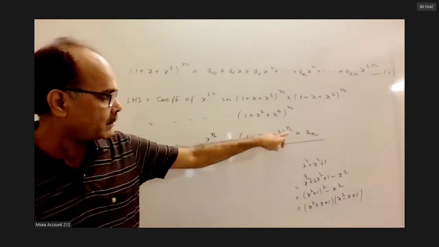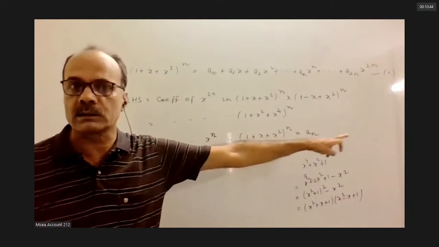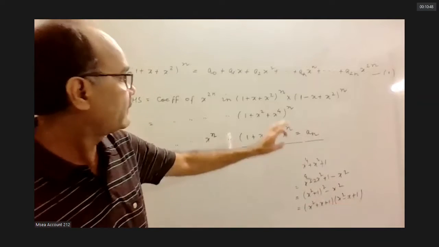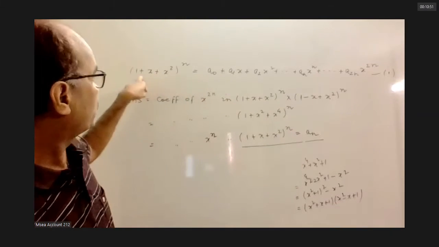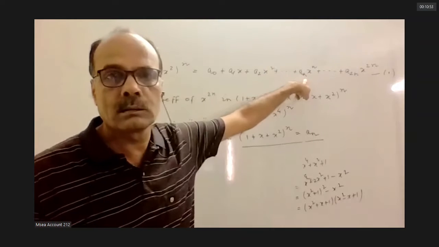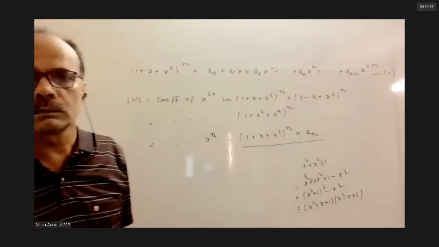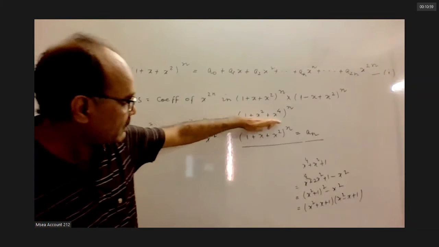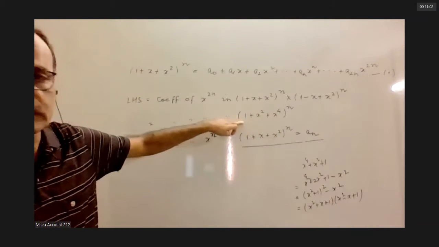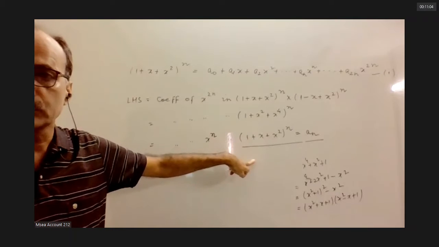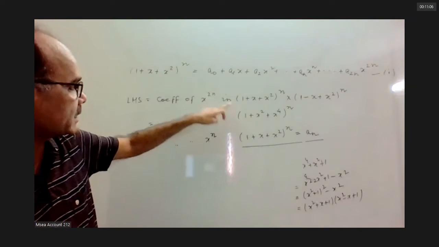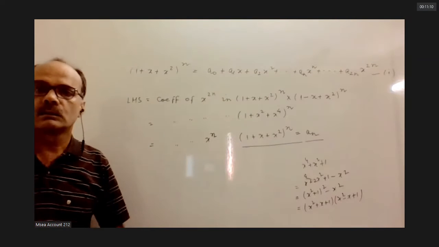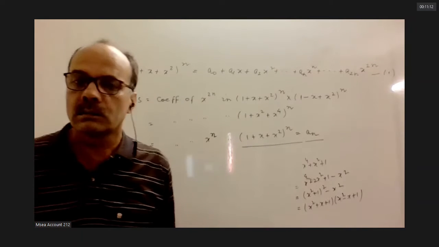This polynomial equals a0 plus a1x plus a2 x square, and so on. From there, what is the coefficient of x to the power n? An. Look at this step. Whatever will be the coefficient of x to the power 2n here, the same coefficient will be x to the power n because I have replaced x square by x. Okay.